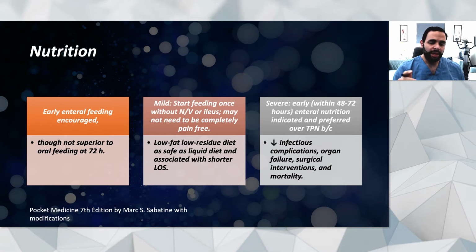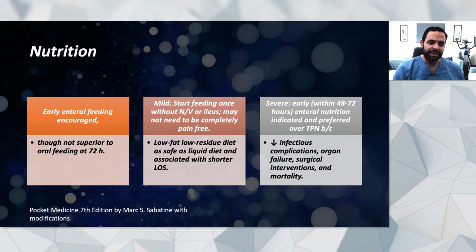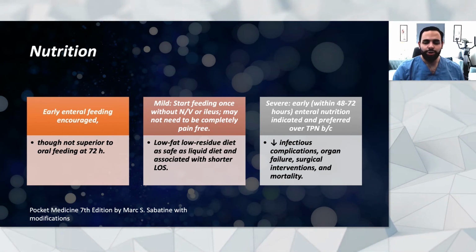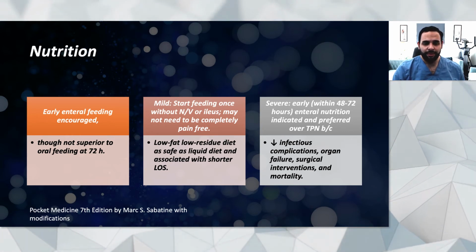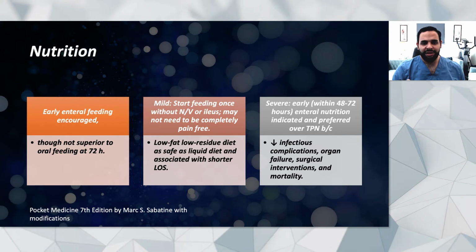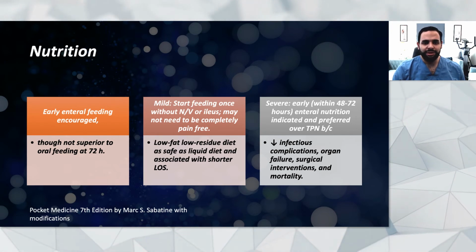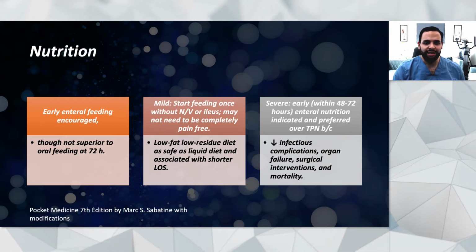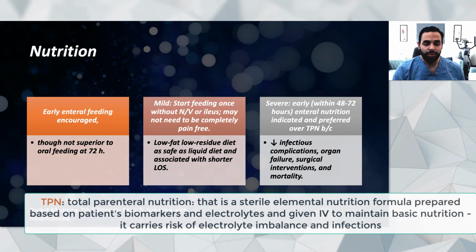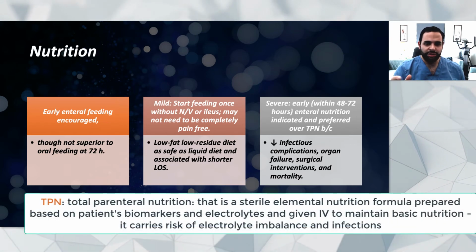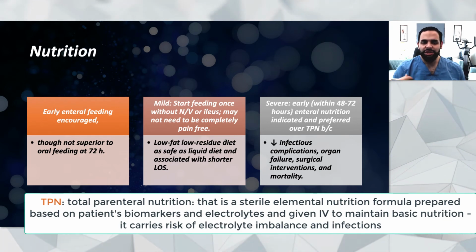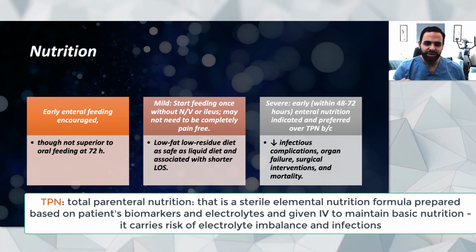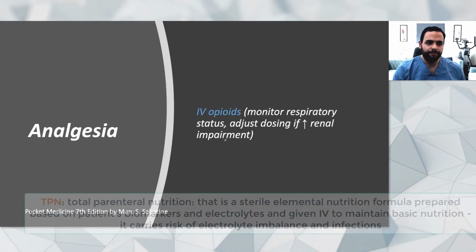Even if the pain is not completely gone, you can start a low fat, low residue, soft diet. And that is actually as safe as a liquid diet and is associated with a shorter length of stay in the hospital. For severe cases, early introduction of food is defined as within 48 to 72 hours. Enteral nutrition is indicated and preferred over TPN, where in the past we used to introduce it strictly after 72 hours. And this decreases infections, complications, organ failure, surgical interventions, and mortality.